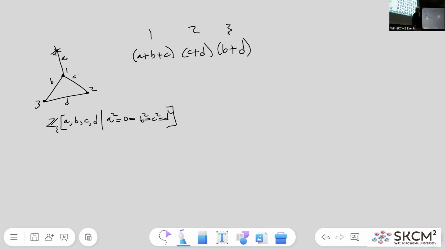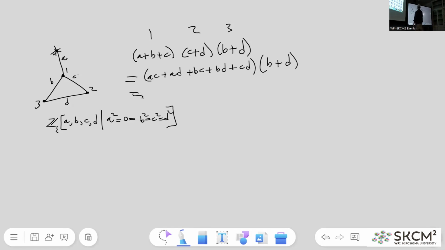I wanted to mention that. So if you multiply this out, you see what will happen. You get AC plus AD plus BC plus BD plus C squared, which is 0, plus CD times B plus B. And then you get ACD plus ABD plus 0 plus 0 plus CBD. And then multiplied by D, I get ACD plus 0 plus BCD plus 0 plus 0.